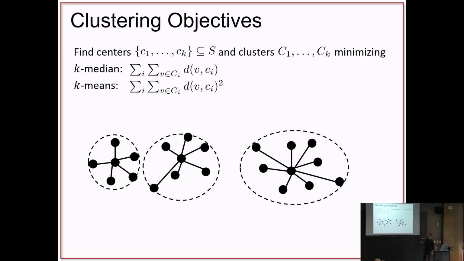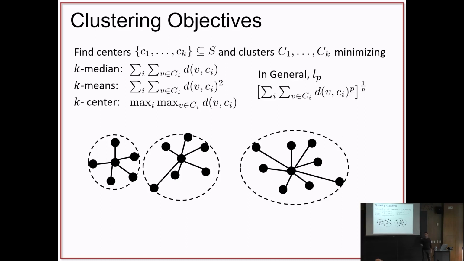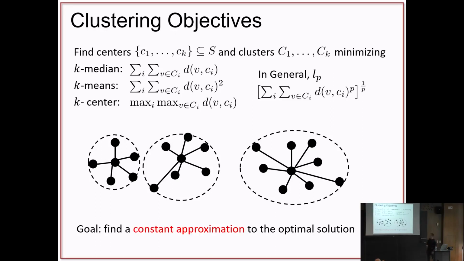K-means is the same thing, but with the squared distances. And then k-center is minimizing the maximum distance from each point to its center. In general, we can say the Lp objective is the distances to the pth power, and then we might take the 1 over pth power at the end of the sum to normalize things. Okay, so all of these objectives are NP-hard to minimize exactly, so we're going to be shooting for constant factor approximations. So there's a lot of research on finding approximation algorithms for all of these objectives.